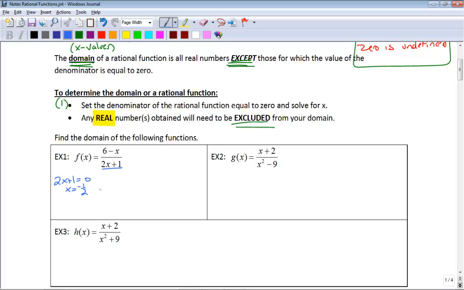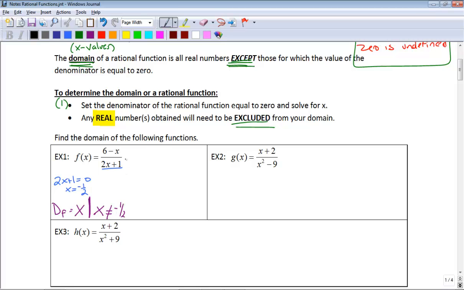So there's two ways that we can write the domain. The first way is in set notation, and the second is in interval notation. Let's take a look at set notation first. What we would say for set notation is that the domain of the function, so the domain of f, is going to equal x such that, so this vertical line means such that, x does not equal whatever number or numbers we just obtained. Well, we only got negative 1/2, so we say that the domain of the function is equal to x such that x does not equal negative 1/2.